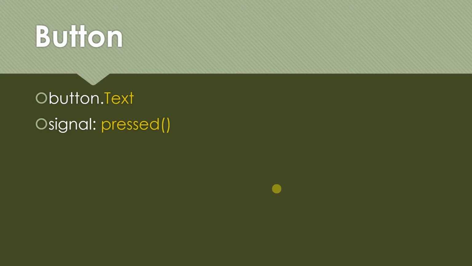So the first control we're going to take a look at is Button. And for each one of these controls, I list commonly used properties, methods, and signals. So here I'm telling you that the button has a text property that's commonly used, and that basically determines what text is shown on the button. It also has a signal called pressed that has no arguments, but the pressed signal is emitted when the button is clicked.